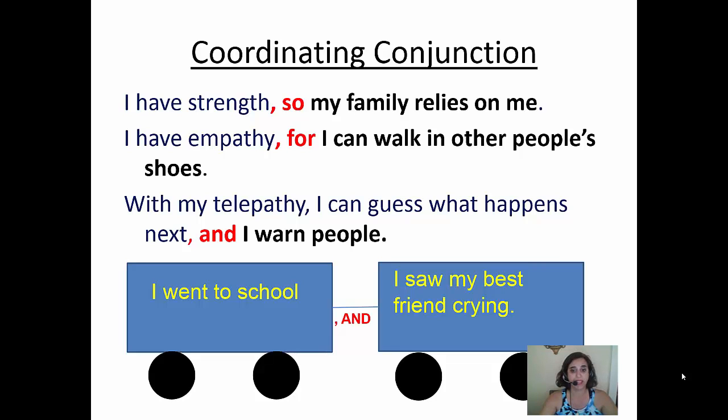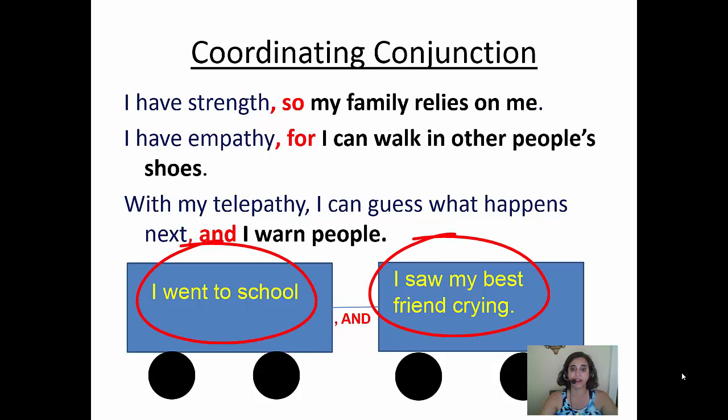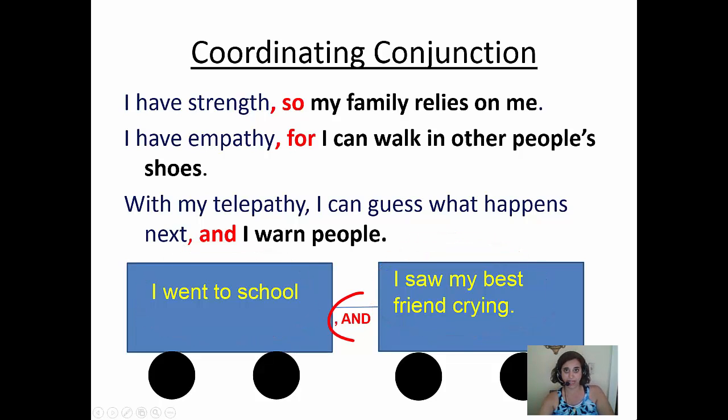With my telepathy, I can guess what happens next, and I warn people. So as you can see also from this example, I went to school, and I saw my best friend crying. Make sure you always add the comma before the coordinating conjunction.